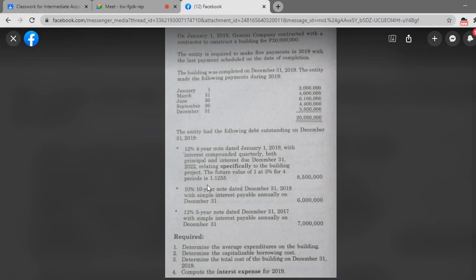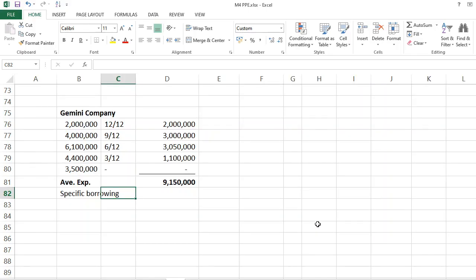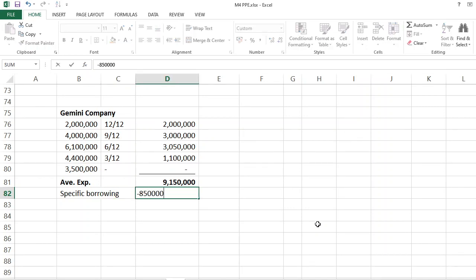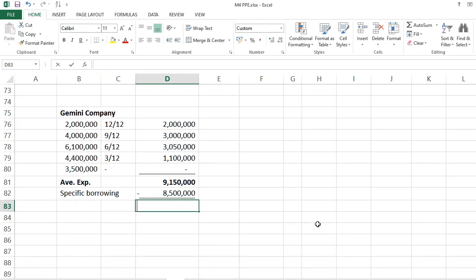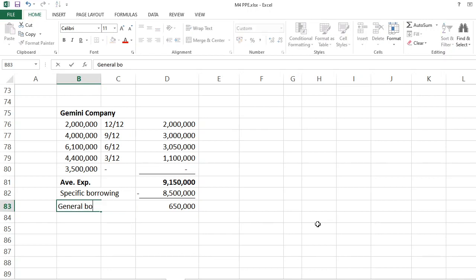And the rest of the borrowings, hindi naman naka-specify kung para saan. So, general borrowing yan. So, we have two, 10% and 12%, 6 million and 7 million. So, later, we're going to compute for the capitalization rate. So, that was 8.5. And how much will go to the general borrowing this time? 650. Ay, kagamay na lang man di ay. Sige lang. Dako siya pundo sa iyahang specific borrowing. Okay, that's 650,000. And we could now compute for the borrowing costs.